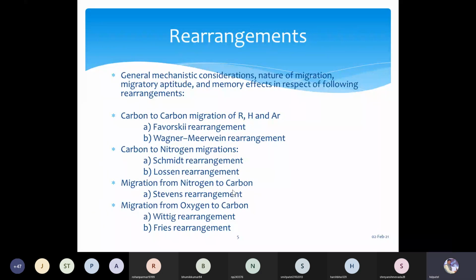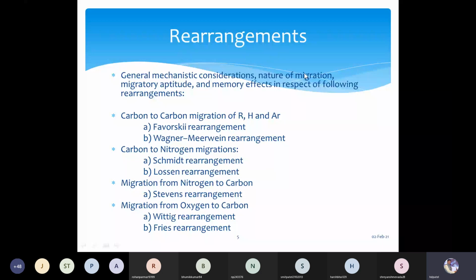In the syllabus, first of all, we will discuss the general mechanistic consideration, meaning the mechanism of a particular name rearrangement. Then the nature of migration. I have already explained this part based on nucleophilic, electrophilic, and free radical migration. But in the topic it comes several times, so I will explain whenever it comes.